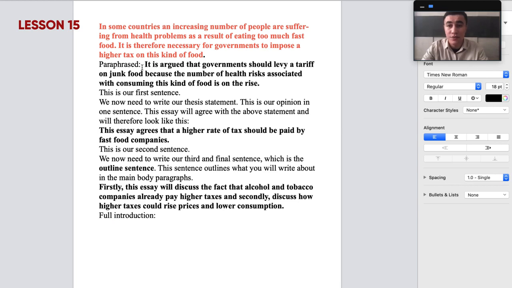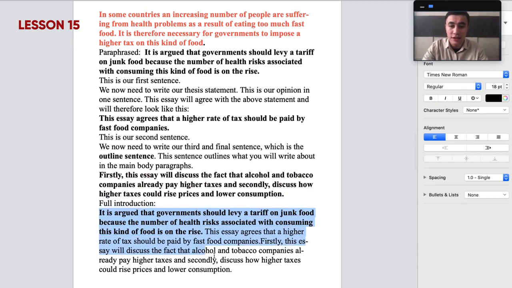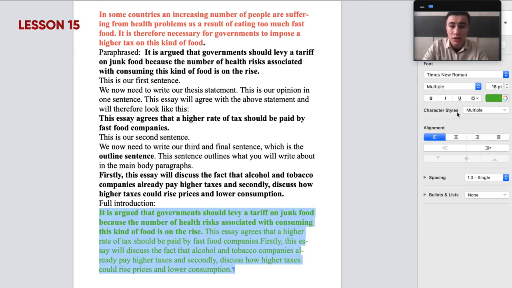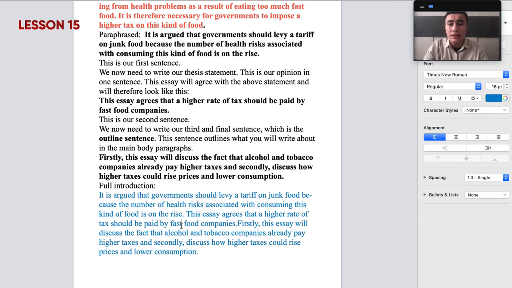is going to look like this. So this is our paraphrased question. I will simply copy and paste. Okay, so this is our thesis statement, and this is our outline. Okay, let me change the color here. It is not a good choice, so let's make it blue. It is argued that governments should levy a tariff on junk food because the number of health risks associated with consuming this kind of food is on the rise.